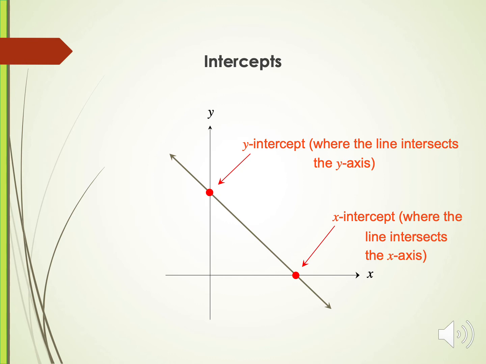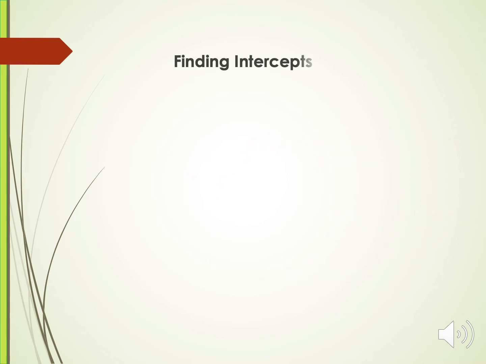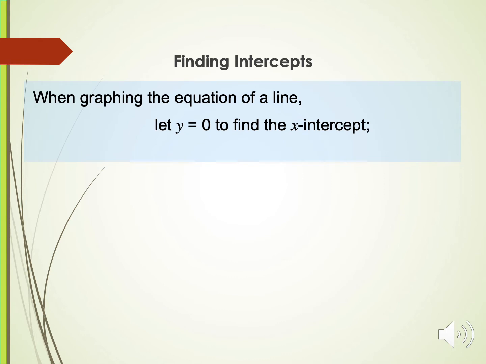Okay, so finding for the intercept, because that is useful when we are going to graph a line. Okay, so the easiest way to graph a line is finding for the intercepts, or the x and the y intercept. So how will we do that? Okay, so in finding the intercepts when graphing the equation of a line, the first thing is you're going to let y be 0 and find x. You call that one finding for the x intercept. Or you let x be 0 to find the y intercept.